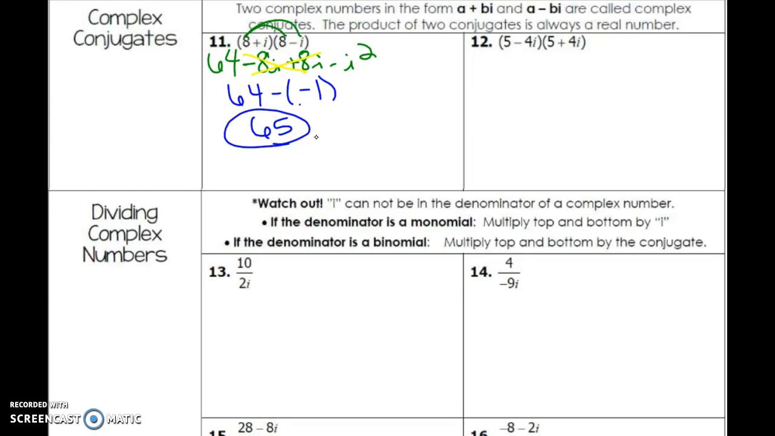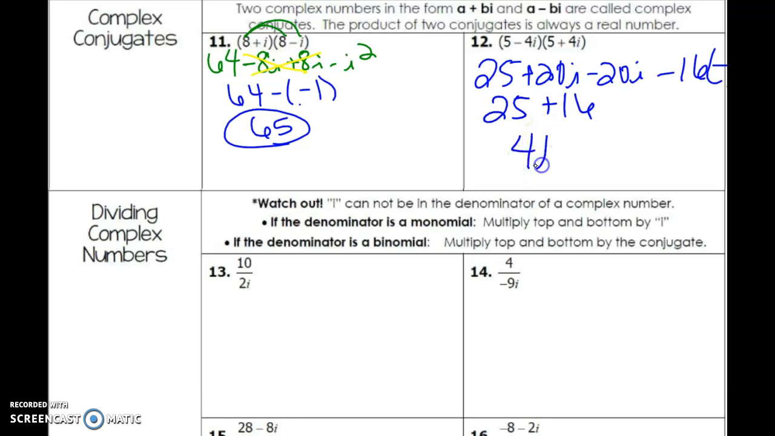So let's look at 12 real quick. So you do first, outside and inside are going to cancel. If you want to write them down, you can. You don't have to once you get the hang of this. 20i minus 20i, and then finally last, minus 16. i squared is going to be a negative 1. So we go 25 plus 16, because these end up canceling. And then negative 16 times negative 1 will end up giving you positive 16.